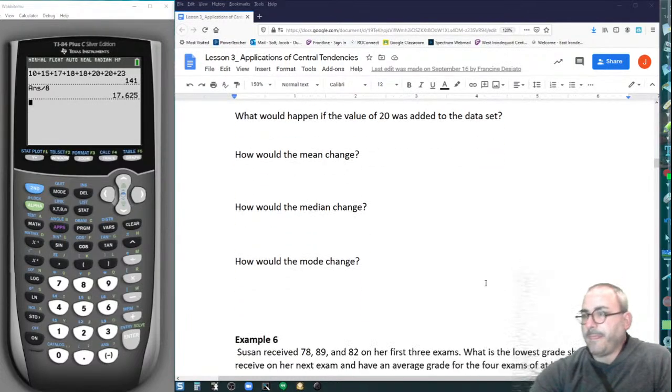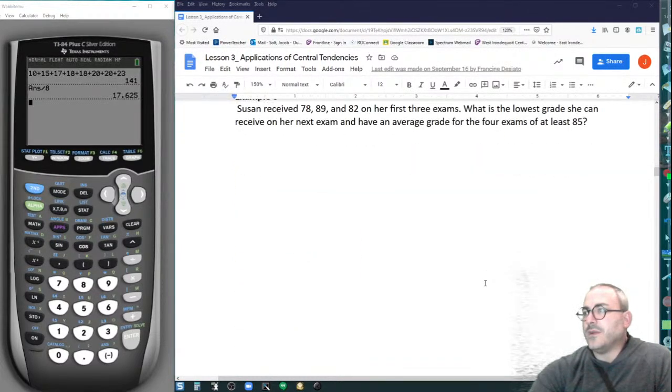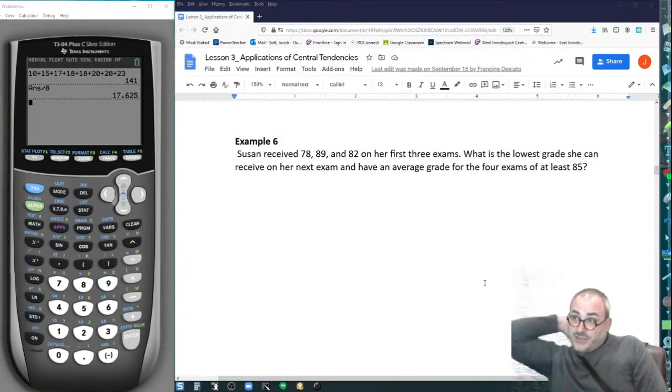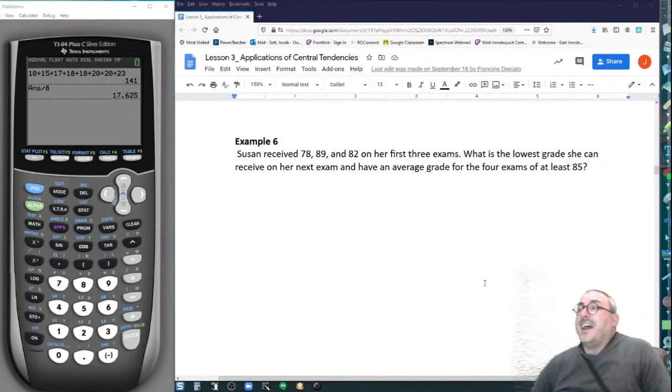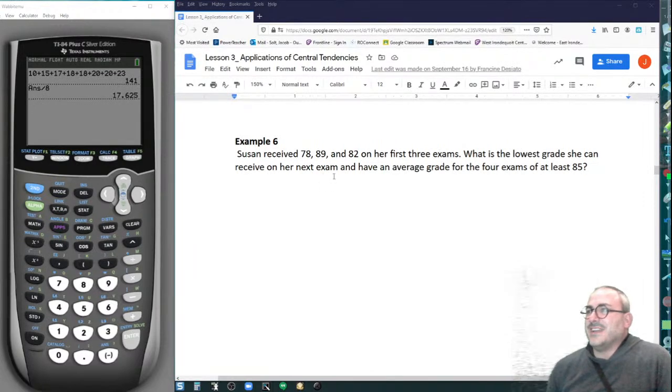Scrolling down. One more exercise. How many more exercises do we have? Susan received a 78, an 89, and an 82 on her first three exams. What is the lowest grade she can receive on her next exam and have an average grade for the four exams of at least an 85? All right. Well, this is pretty simple. Pause it if you already know how to do it. I'm going to run through it.